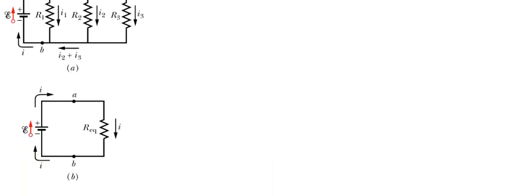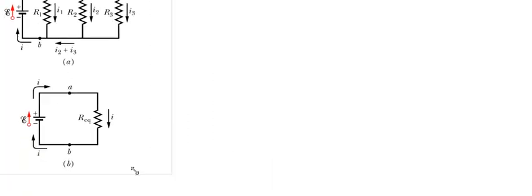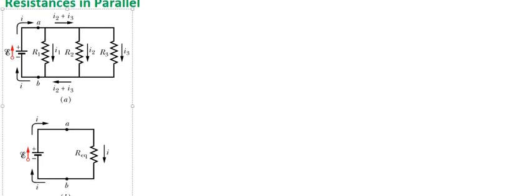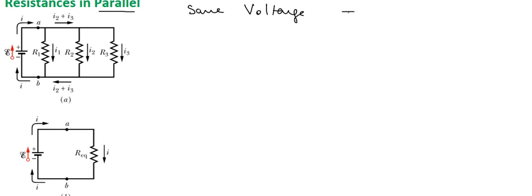Let's go to the parallel one. Resistances in parallel will look like this. We have R1, R2, and R3 in parallel, as you can see. Whatever you see in parallel means that we have the same voltage but different current. We have different currents in these components that are in parallel: I1, I2, I3.